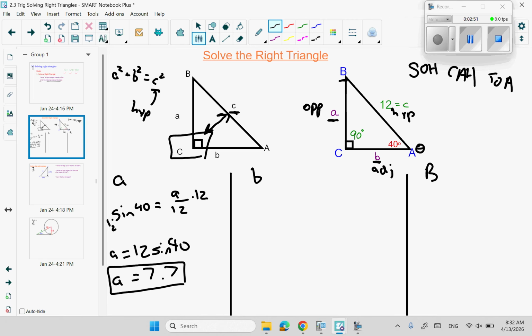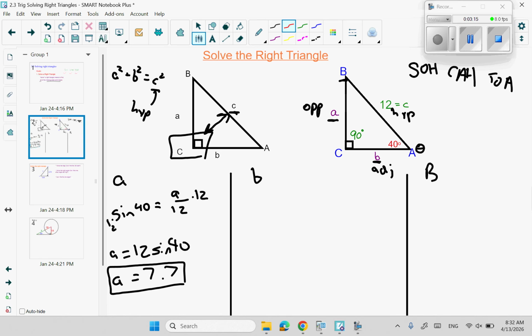Okay, little b. Now, because I technically know side a and side c, I could use the Pythagorean theorem here. However, I like to use the information I started with, because if I messed up on a, I want to avoid potentially causing another mistake. So now I'm going to use hypotenuse still and my adjacent. So which trig ratio uses adjacent and hypotenuse?